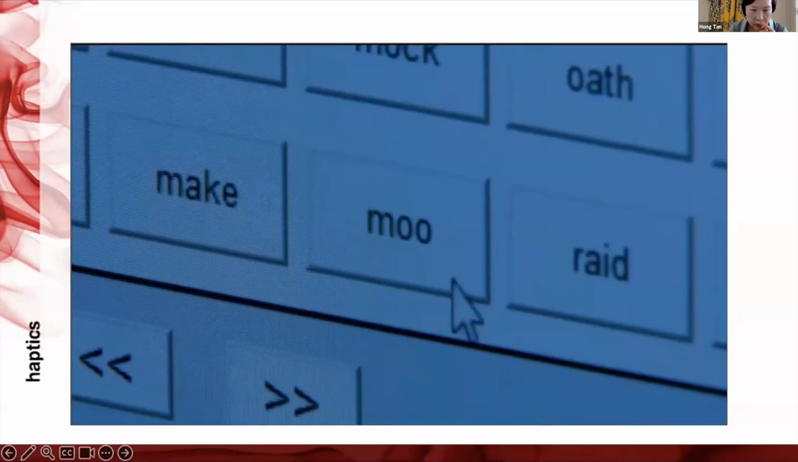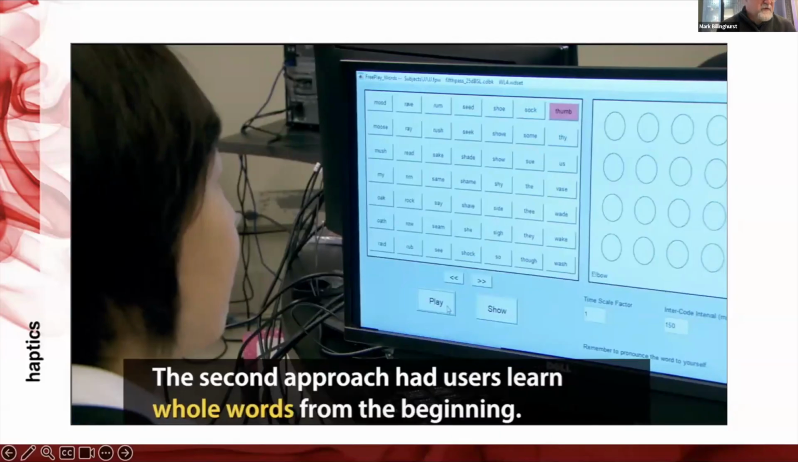How many actuators did you have on the sleeve? 24. Okay, perfect. Thank you.